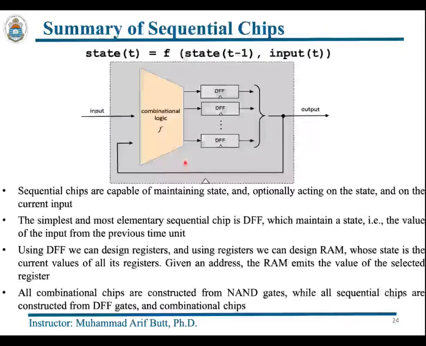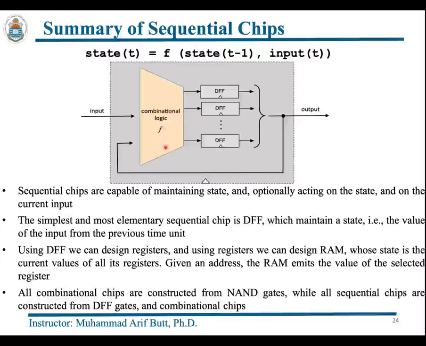And this slide summarizes the concept of sequential chips. The output or the state of the sequential circuit at time t depends on the current input and the stored state, which of course depends on the input at time t minus 1, as we have seen on the previous slides. Every sequential chip that we will design in our upcoming session will contain at least one D flip-flop and may also contain some other elementary logic gates.